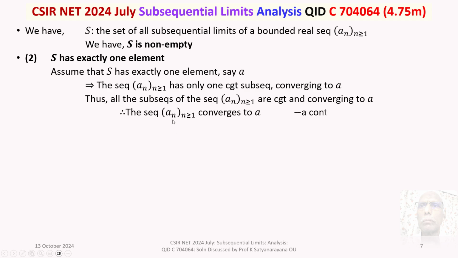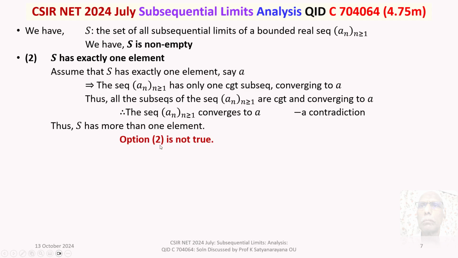Therefore, the sequence a_n, n greater than or equal to 1, converges, which is a contradiction to the fact that the limit as n tends to infinity of a_n does not exist. That means your sequence a_n is not a convergent sequence. So this contradiction says that our assumption that S has exactly one element is false. Therefore, S has more than one element. Thus, option 2 is not true.